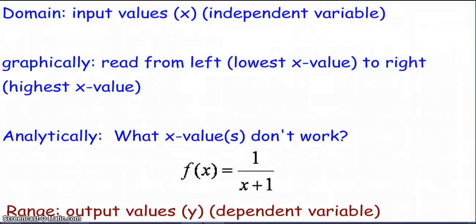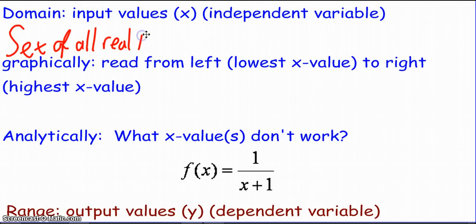Alright, next thing we're going to talk about are domain and range. So domain is what we call the input values. Most of the time that's x. Again, it does not have to be x. It can be whatever the independent or input variable is. What we're talking about though with the domain, or how we want to define it, is the set of all real numbers where the expression is defined.